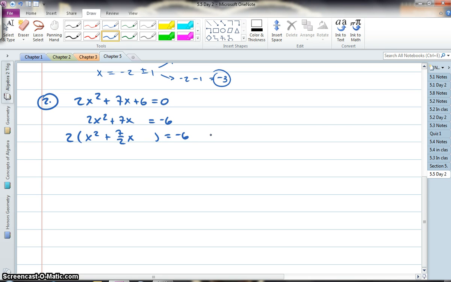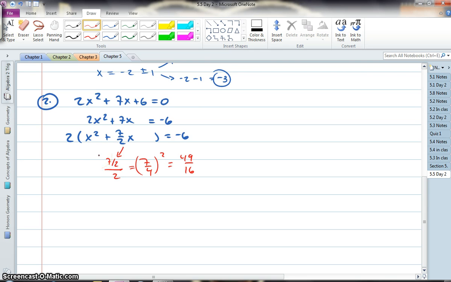Now we split the middle term and square it. So 7/2 divided by 2. Well, dividing by a number is the same as multiplying by its reciprocal. So 7/2 divided by 2 is the same as 7/2 times 1/2, which gives me 7/4. And then we have to square it, which is 49/16.